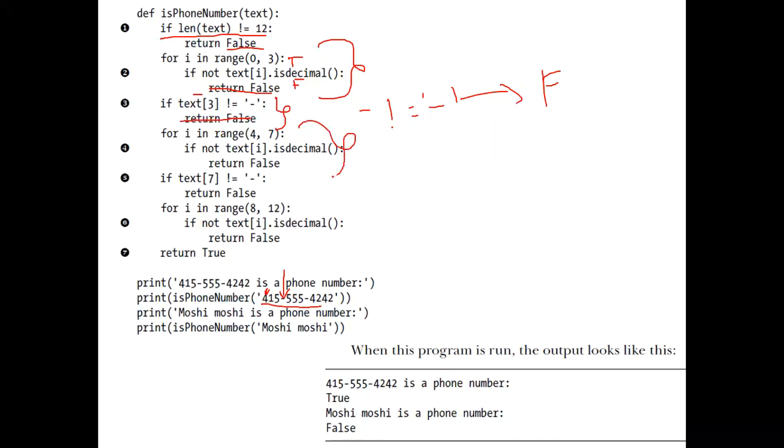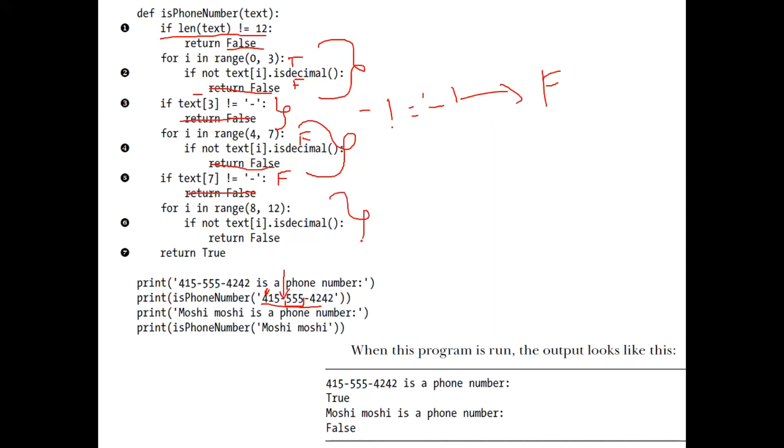Similarly, next it is going to check that the next 3 digits are decimal. With respect to this example, in all 3 iterations this condition results into true, not true, again it results into false. So in these 3 iterations it is not going to return false. Next it is going to check whether the next character is not equal to hyphen. Yes, it is equal to hyphen, so again hyphen not equal to hyphen results into false, and this return statement is not going to execute.